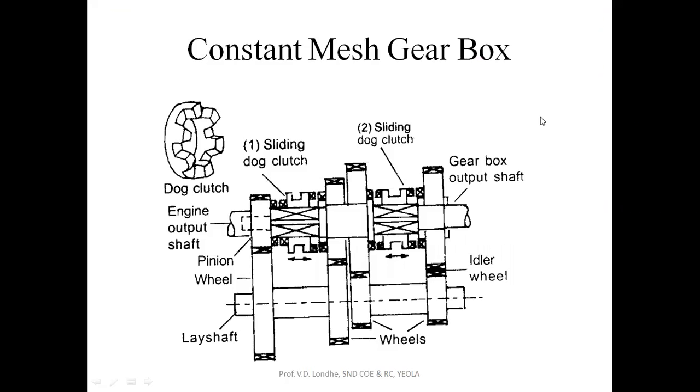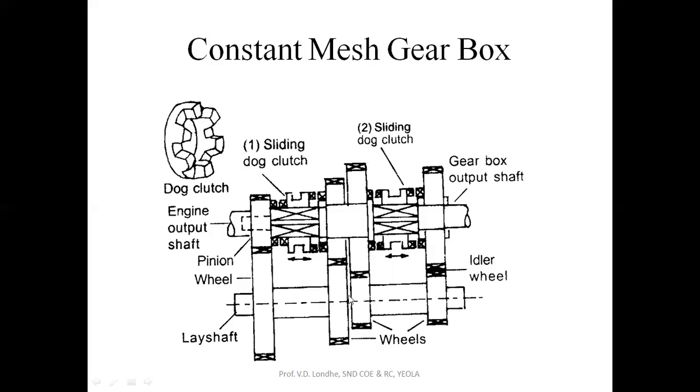So the first type of gearbox is the constant mesh gearbox. Here in this constant mesh gearbox, this is the shaft which is coming from the engine. This gearbox is placed in between the powerhouse, that is the engine, and the transmission, which is the output part. The shaft coming from the engine is the input shaft to this gearbox, and this is the output shaft of the gearbox system, which is going to the transmission system.